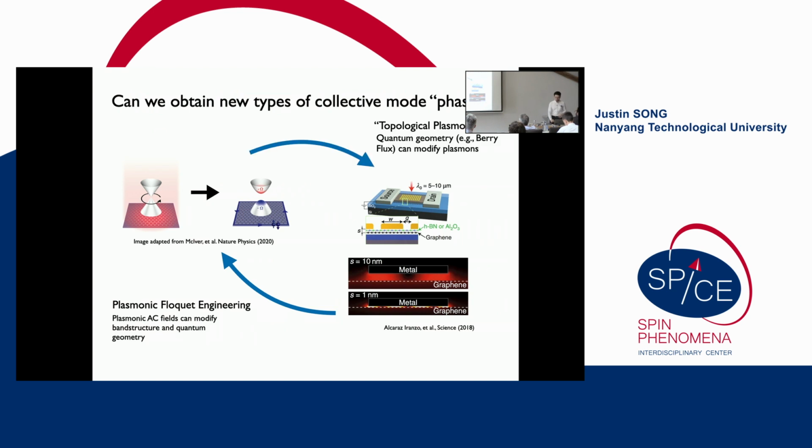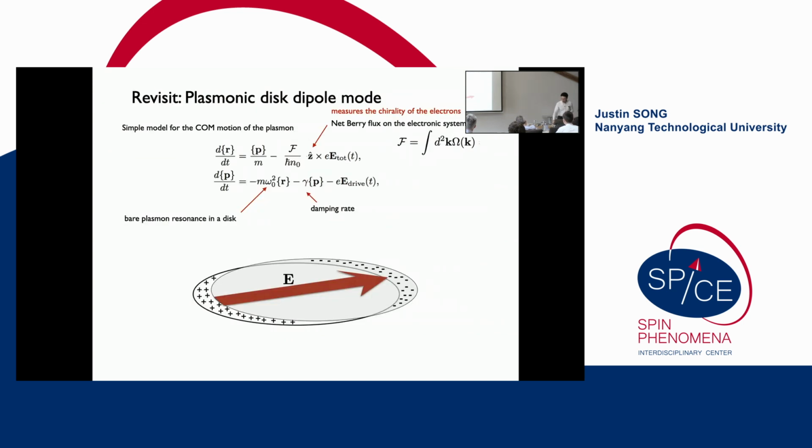But then you also know that when I change the band structure of the system, that can also change the plasmons. There's some kind of topological plasmonics there, right? So there's a feedback loop here, and we want to use this feedback loop. Here's a simple idea. I have a dipolar mode of a simple disk, coupled in a simple way to a drive, with some damping rate, there's some bare plasmon resonance, and importantly, there is some Berry flux in the system. We just put it in here first for the time being. We'll see that this Berry flux is spontaneously generated.